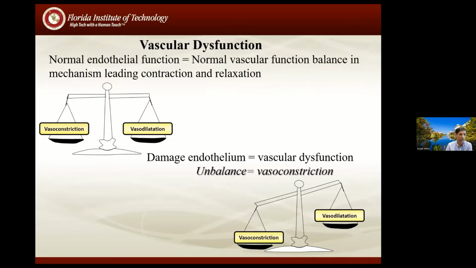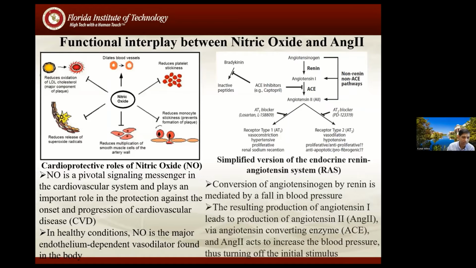We know that normal endothelial function is key, because that helps maintain the balance in mechanisms between contraction and relaxation. So if you have a damaged endothelium, then you're going to have vascular dysfunction, which leads to vasoconstriction and cardiovascular disease. There are various markers we can look into. A couple of the markers we are looking at, the first of them is nitric oxide. We all know that nitric oxide plays a cardioprotective role as a signal messenger in our cardiovascular system, and it helps protect against the onset of CVDs.